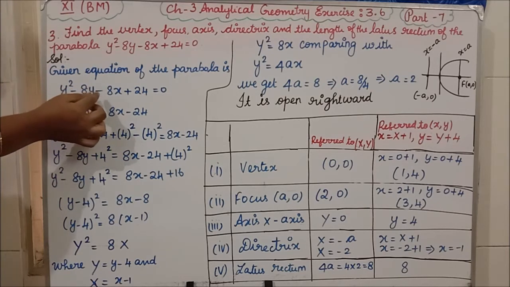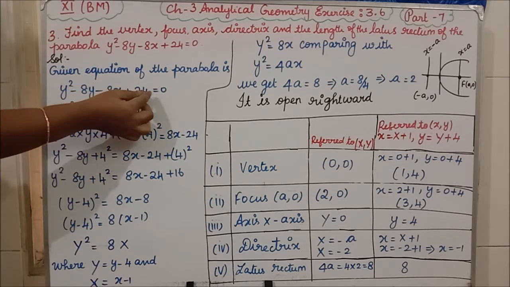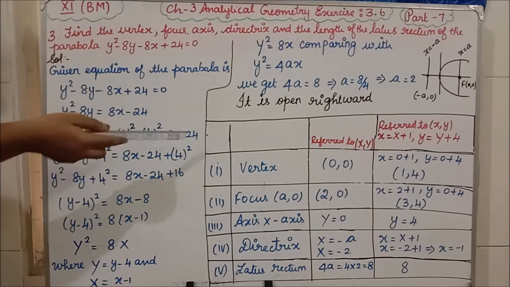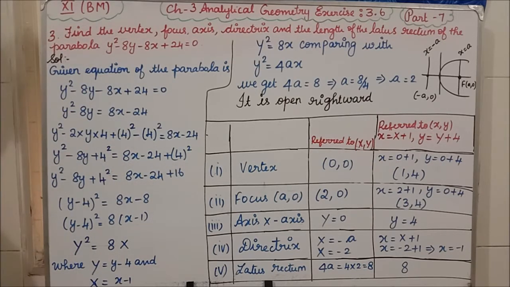y square minus 8y minus 8x plus 24 equal to 0. That is the equation of the parabola which is given in the question itself. First I am keeping the y terms alone on this side. I am taking these two terms to that side. So minus 8x, if you take it to that side, it will become positive. Similarly plus 24, if you go to that side, it will become minus 24.